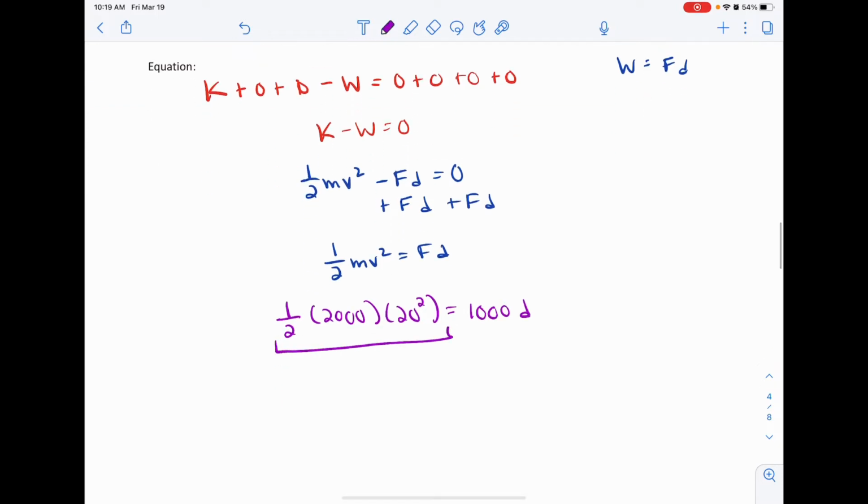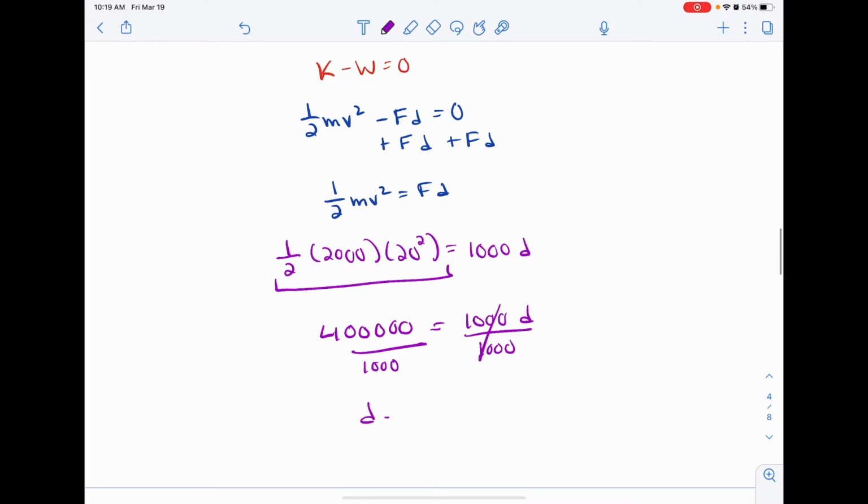So I'm putting this whole side in my calculator. So I have 0.5 times 2,000 times 20 squared, and I get 4 followed by 5 zeros, equals 1,000 d. Divide both sides by 1,000. And I end up with a distance of 400 meters. And that's going to be my final answer. Okay.